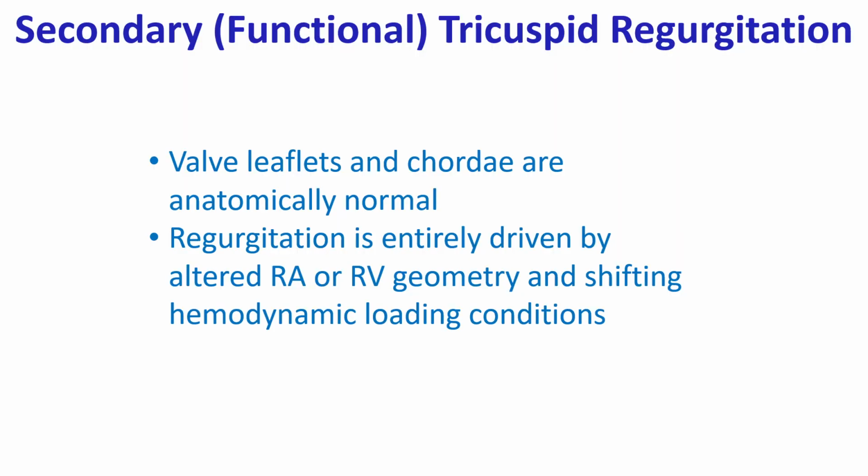Secondary TR accounts for over 90% of clinically significant cases in developed nations. In these phenotypes, the valve leaflets and chordae are anatomically normal. Regurgitation is entirely driven by altered right atrial or right ventricular geometry and shifting hemodynamic loading conditions. Contemporary guidelines and consensus classifications distinguish between two distinct functional phenotypes based on the primary anatomic driver of remodeling.